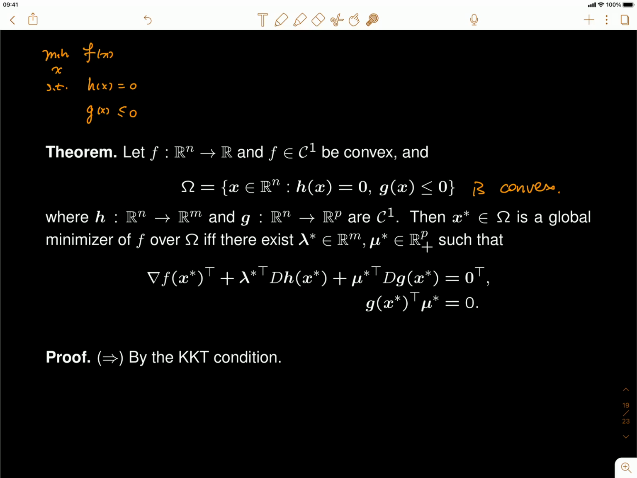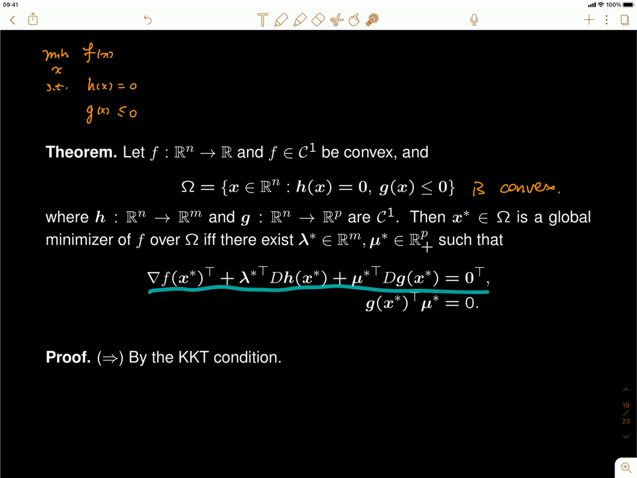is a global minimizer of f over omega if and only if there exist the KKT multipliers, or this is the Lagrange multiplier, this is the KKT multiplier, such that this lambda star, this mu star is greater than or equal to 0. Remember that this is the multiplier for the h. This mu star is the multiplier for the g of x. There exist these two multipliers such that the first one is the gradient of the Lagrange function with respect to the variable x, right?